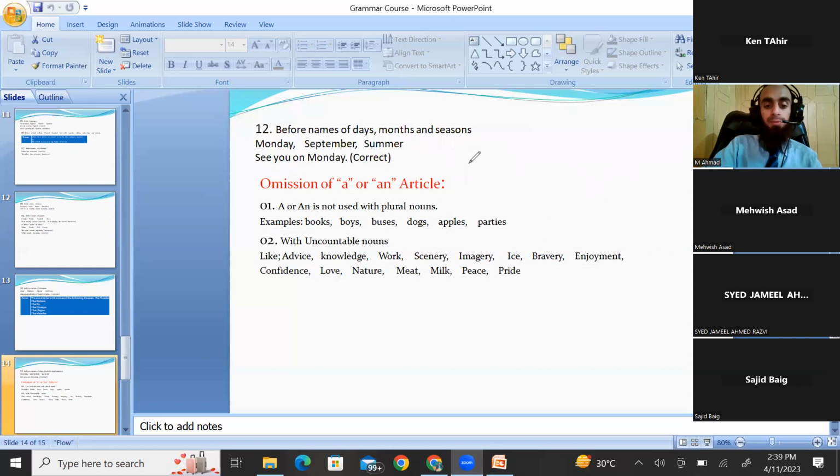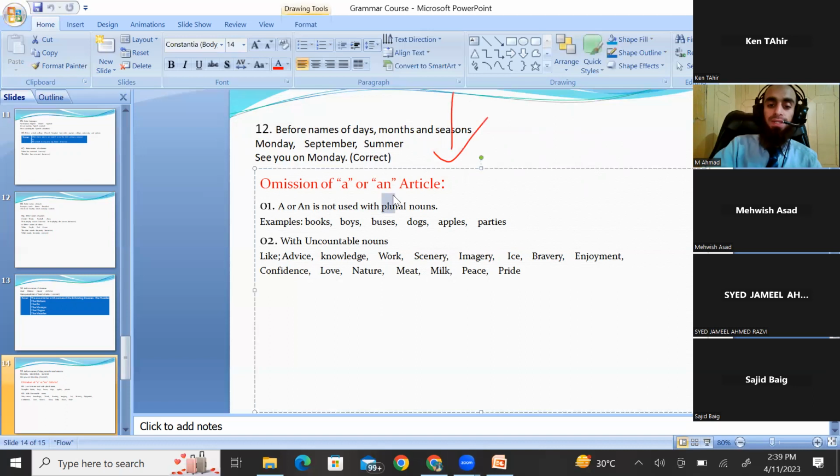Now there are some omissions of a and an as well. Until now, we were discussing the uses of the and the omissions of the, and now omissions of a and an. A few more short discussions, right? Before plural nouns, we can never use a or an. Like books: there are a lot of books, there are books. These are books. A books, a buses, incorrect, right? Before any plural noun, we cannot use a or an.